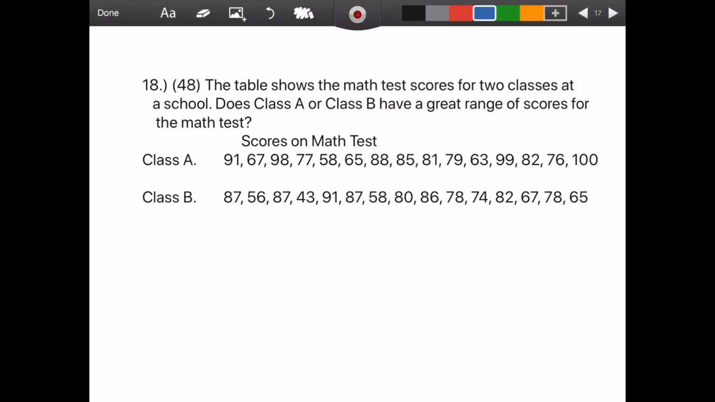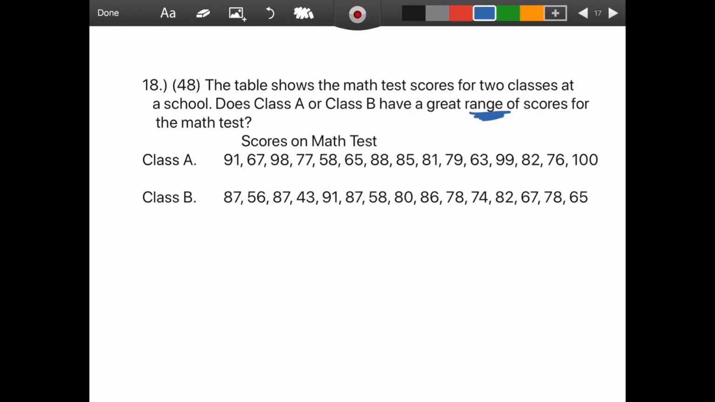Number 18, the table shows the math test scores for 2 classes at a school. Does class A or class B have a greater range of scores for the math test? So we're looking for a range. Remember, that's the biggest minus the smallest.